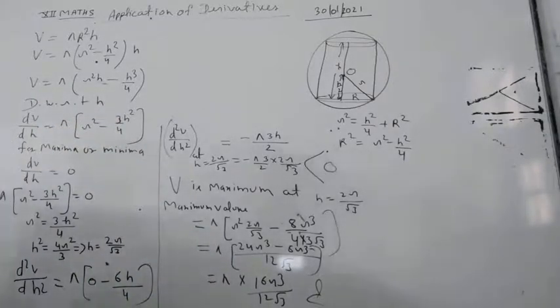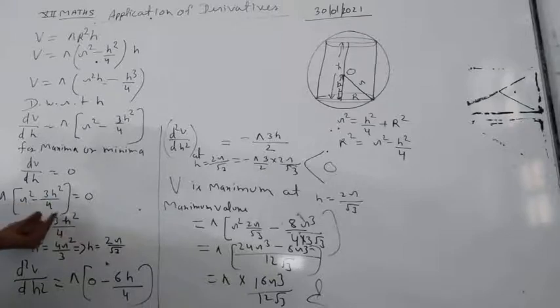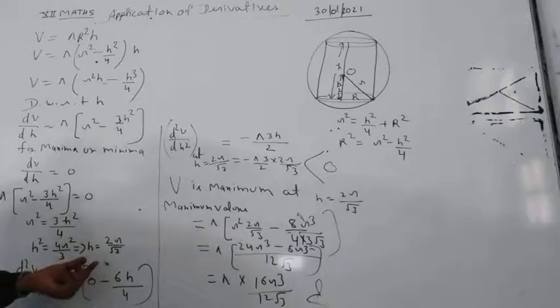Now, students, you know, for maxima and minima we always set the derivative equal to 0. So pi times r square minus h square by 4 is equal to 0. So r square is this, students, so h square is 4r square by 3, and h is 2r by root 3.